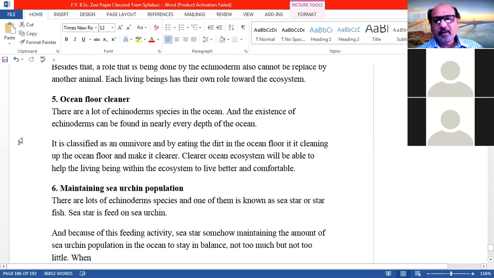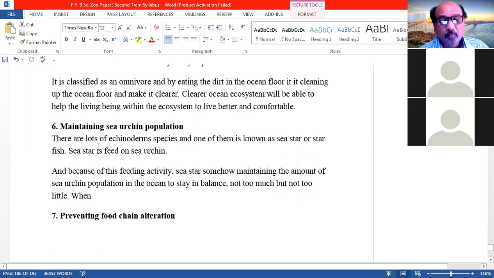In a clean environment, the organisms can live healthy. So maintaining the sea urchin population: there are lots of echinoderm species, and one of them is known as the sea star or the starfish. The sea star feeds on the sea urchins, and because of this feeding activity, it maintains the amount of the sea urchin population in the ocean to stay balanced, not too much, but not too little.